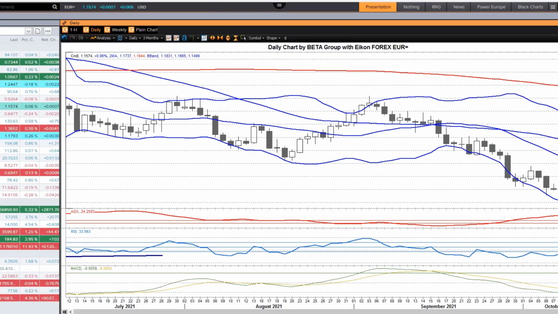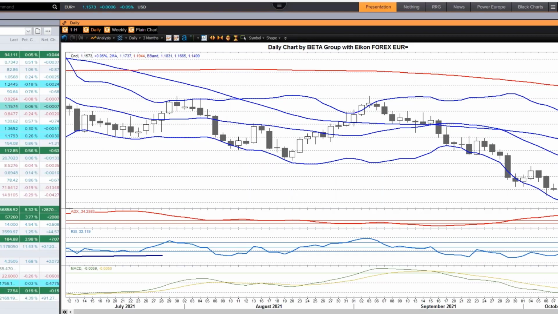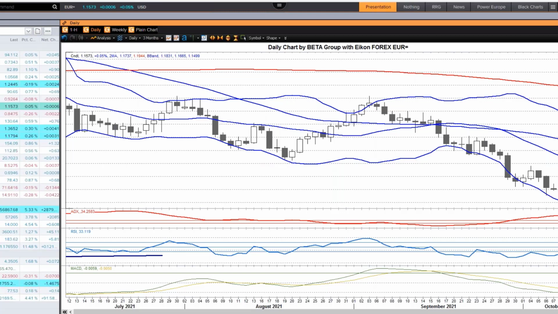So here we have on the daily chart the downward channel that's going on here. The MACD here is also weak. The RSI, yes, it's rising. It's at 33, but it's weak. It's down here at 33%, not because it's strong, but because it's weak.